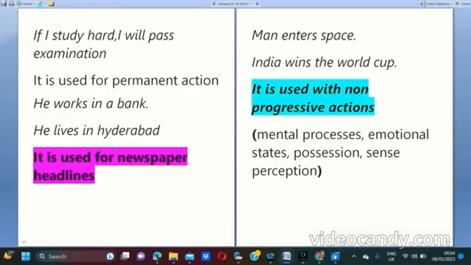India wins the World Cup. It might have won the match yesterday. Today they give "India wins the World Cup." They give it only in simple present tense.